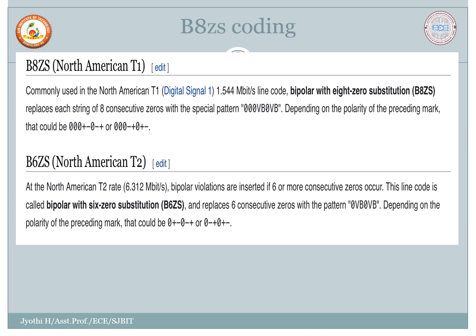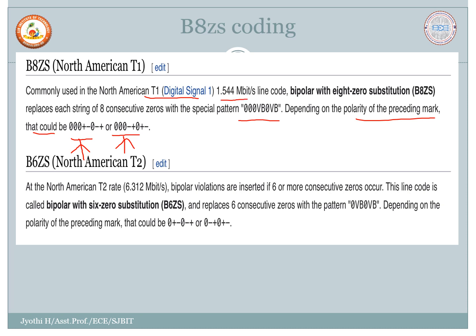Okay, so this is another line coding technique which can be considered, that is B8ZS. It is used when the bipolar signal is transmitted through 8 consecutive zeros. The coding is 000VB0VB, depending on the polarity of the preceding mark. If the polarity is positive, then it is 000 plus minus 0 minus plus, or else it is 000 minus plus 0 plus minus. So that is the polarity: in this case for an even number of 1s, and in this case for an odd number of 1s.